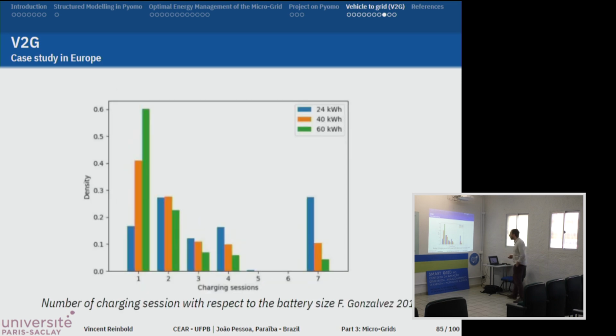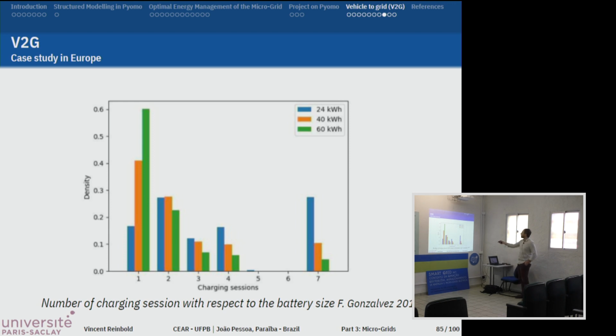This is the number of charging sessions with respect to the battery size. We know that there are different sizes of batteries. So the users, based on their one-way distance, will have to charge 1, 2, 3, 4, 5, 6, or 7 times a week. So this is quite easy to understand.